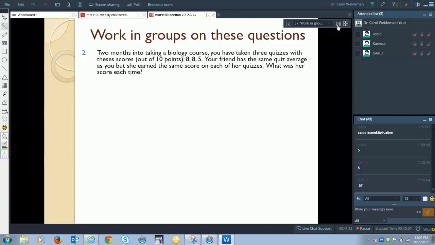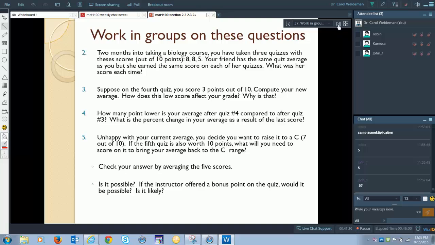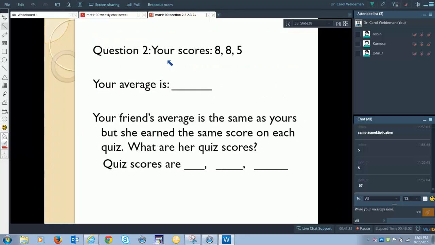All right, there's a couple problems here. Let me go through. I'm going to skip to the next slide. When I do this in class, the students work on these in groups. But let's take a look.